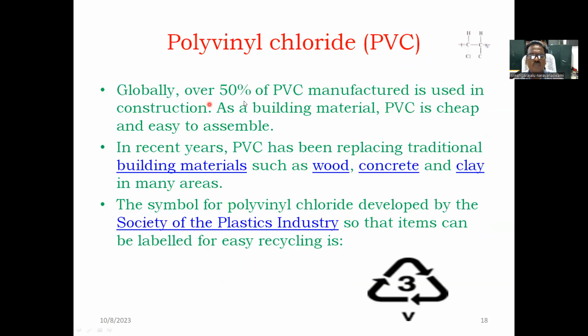Polyvinyl chloride: globally, over 50% of PVC manufactured is used in construction as a building material. PVC is cheap and easily accessible. In recent years, PVC has been replacing traditional building materials such as wood, concrete, and clay in many areas. The symbol for polyvinyl chloride, developed by the Society of the Plastics Industry so that items can be labeled for easy recycling, is a 3 with a V, like this.